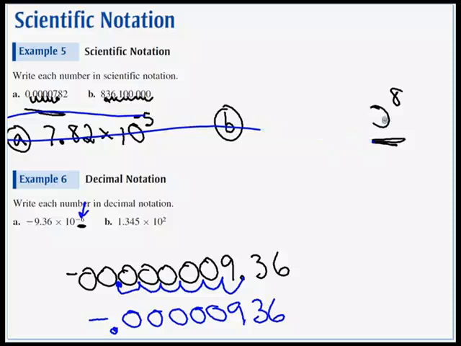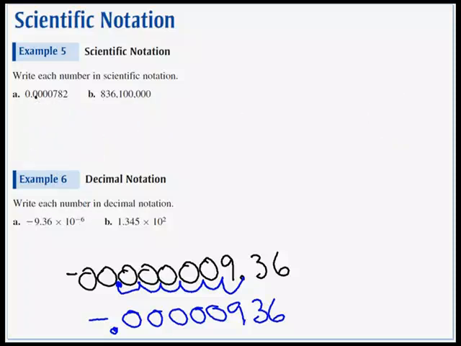And I'll move back up here for part B. 1.345 times 10 squared. This is a good one, it's a positive power, so we're going to move our decimal to the right, and we only got to move it 2 spots. We had 1.345. So I'm just going to move that decimal 2 spots. 1, 2, 134.5. And then, this is just simple manipulating those around.